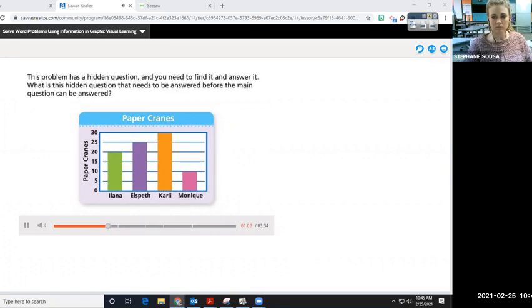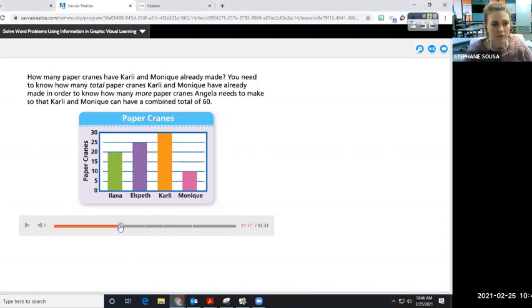This problem has a hidden question, and you need to find it and answer it. What is this hidden question that needs to be answered before the main question can be answered? So here is our problem. Our problem is how many total paper cranes Carly and Monique have already made in order to know how many more paper cranes Angela needs to make so that Carly and Monique can have a total combo of 60.